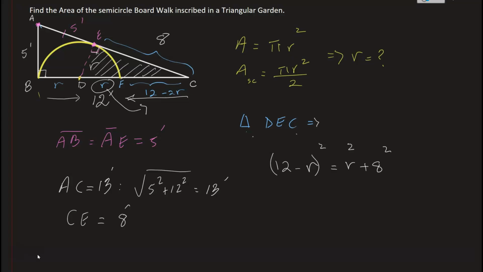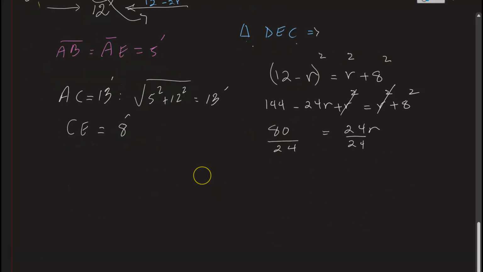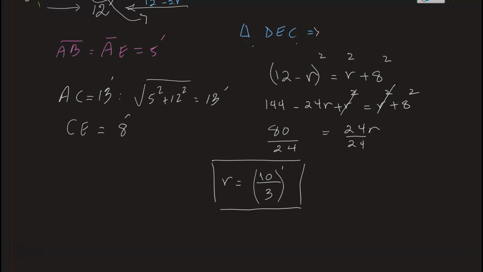You need to expand this. That becomes 144 minus 24r plus r squared equals r squared plus 8 squared. Subtract r squared from each side, collect like terms, and subtract 64 from both sides. That would be 80 equals 24r. Divide both sides by 24, and divide everything by 8, and what you will get is r equals 10 over 3. That is the measure of the radius.